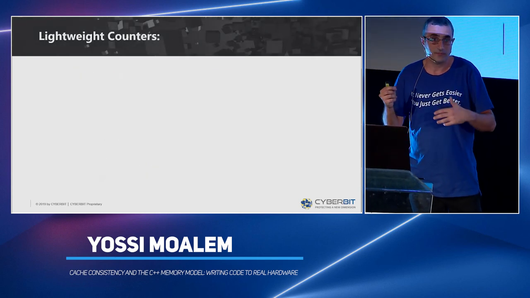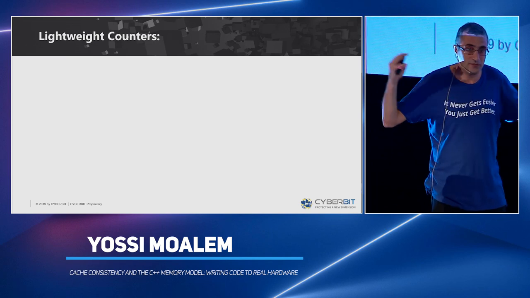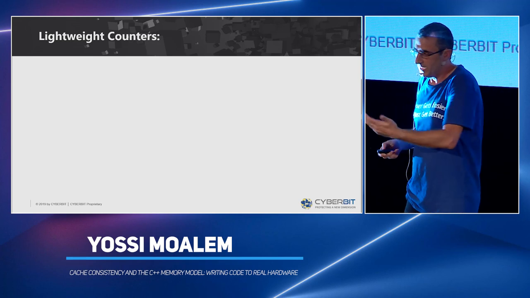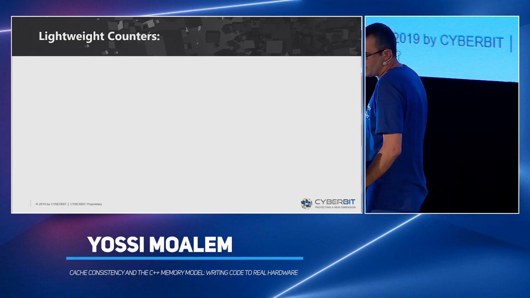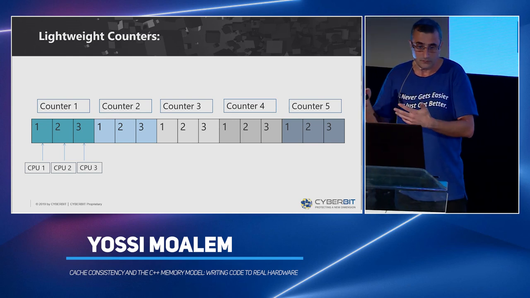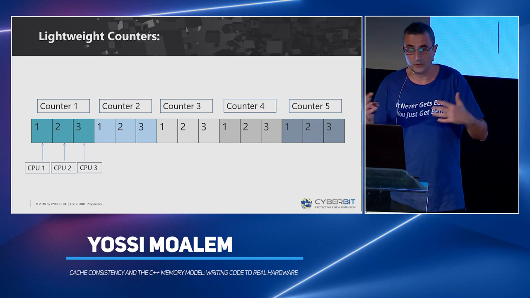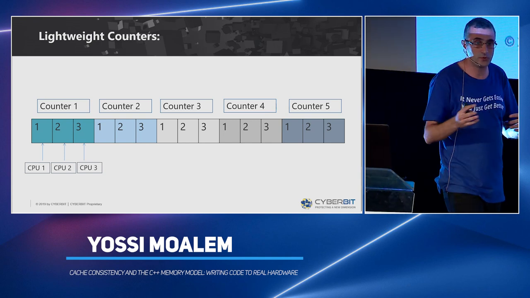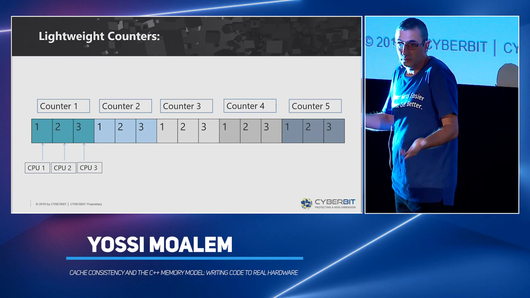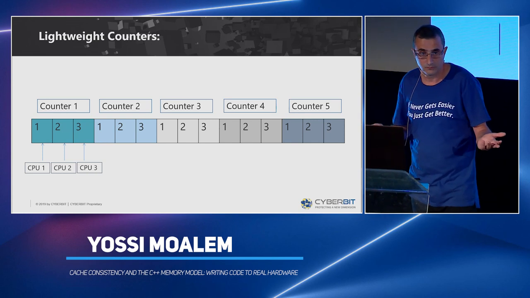We want to have very lightweight counters. We have many cores, we have many counters, and we want them to be lightweight because they're in our hot path. So the very naive implementation would be to have one variable for each counter. So we have counter 1 for CPU 1, 2, and 3, counter 2 for CPU 1, 2, and 3. Each one is writing to its own variable. There's no locking here, there's no contention, there is nothing, right?